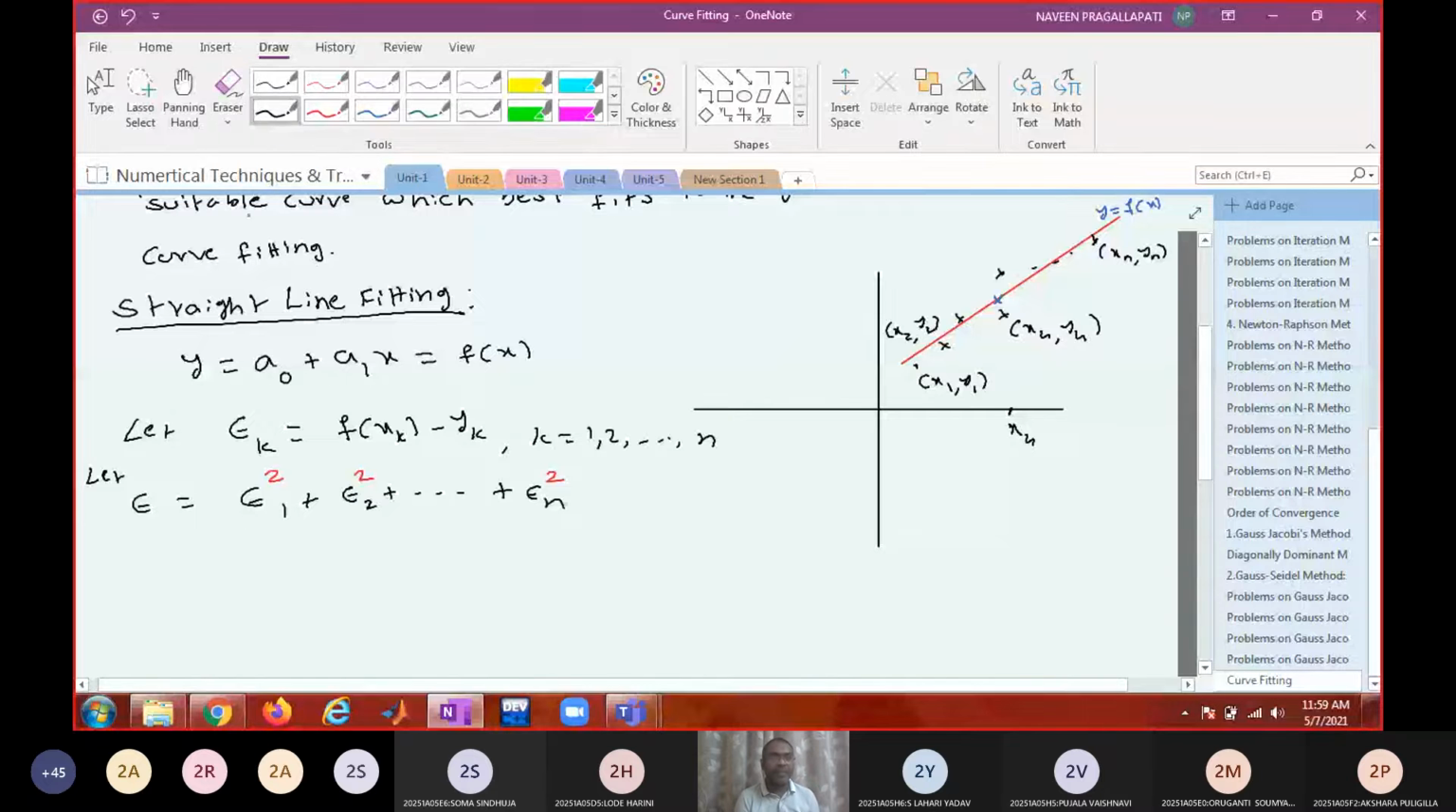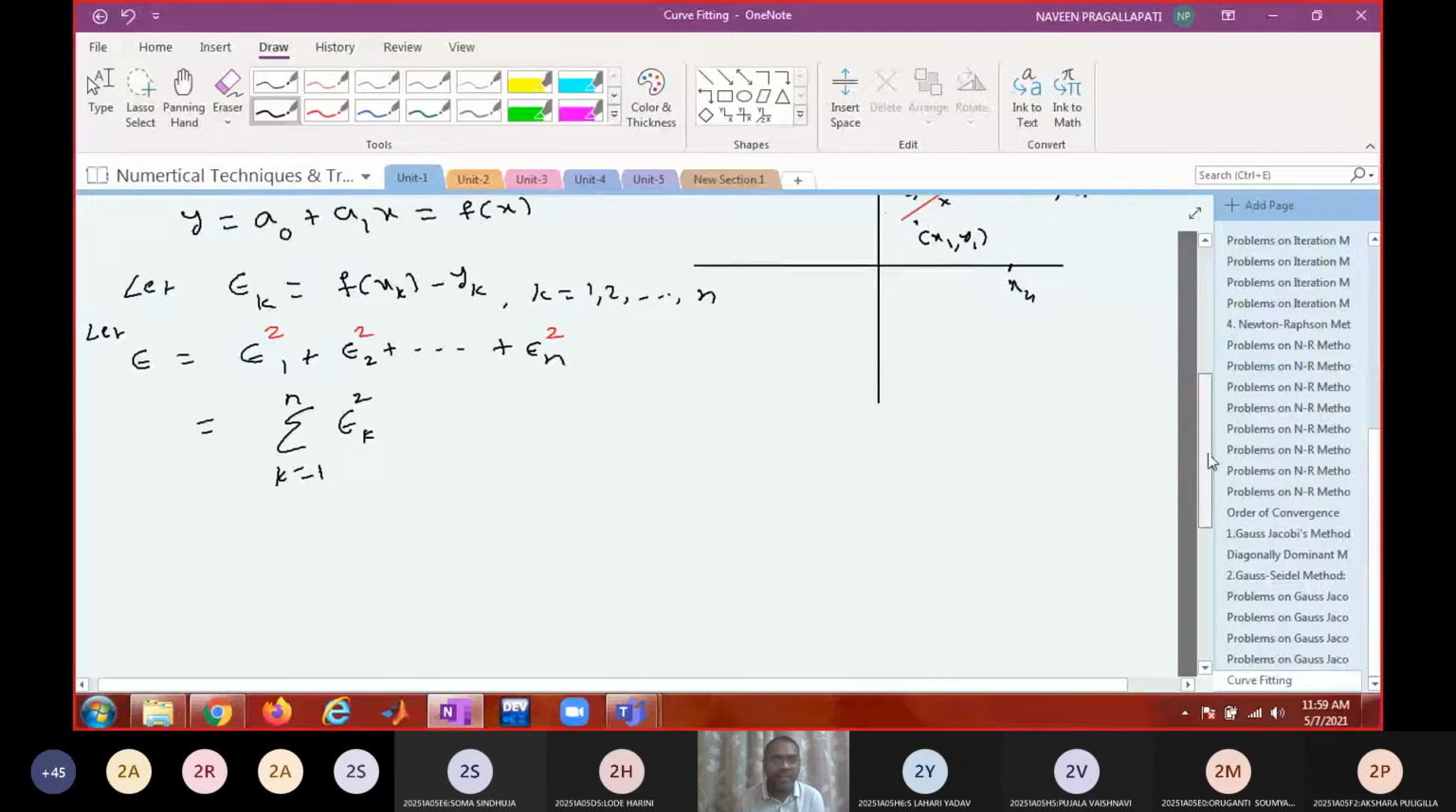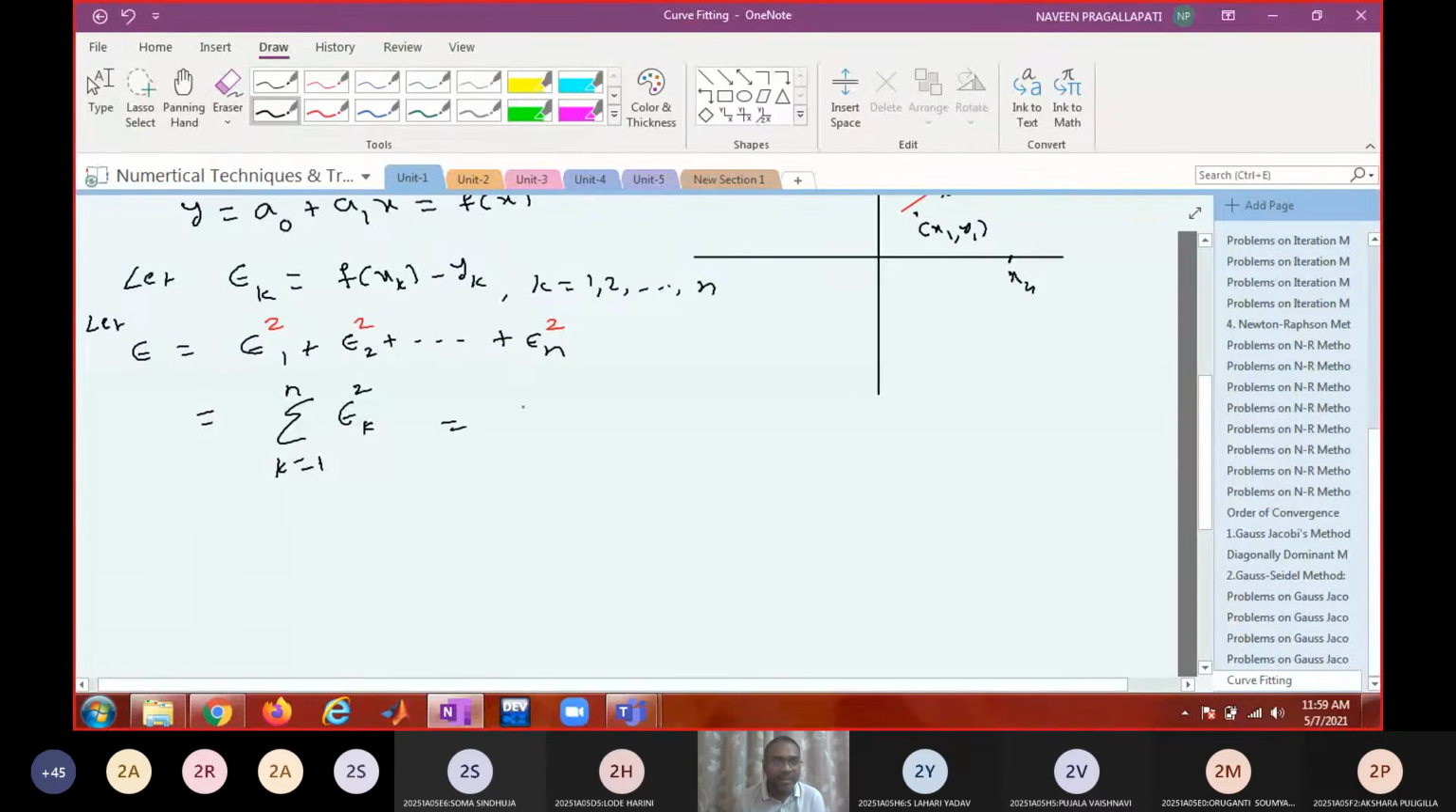So we'll try to minimize this error function. We'll try to find a function f of x such that this epsilon is minimum. So what is the sum of squares of this function? This is nothing but the summation k equals 1 to n of epsilon k square. Epsilon k square is nothing but the summation k equals 1 to n, where epsilon k is the difference between f of xk and yk.